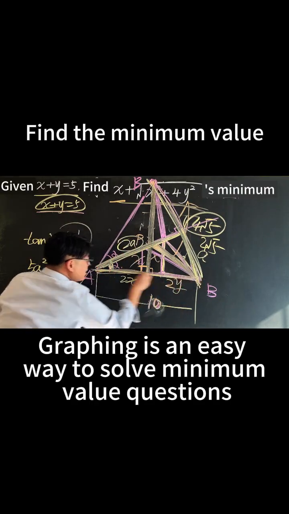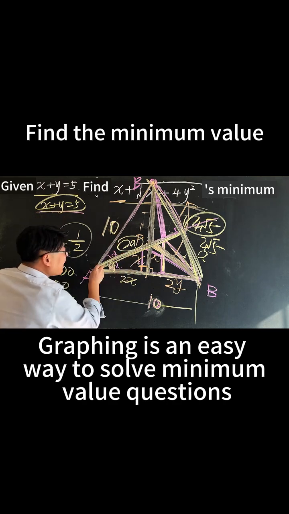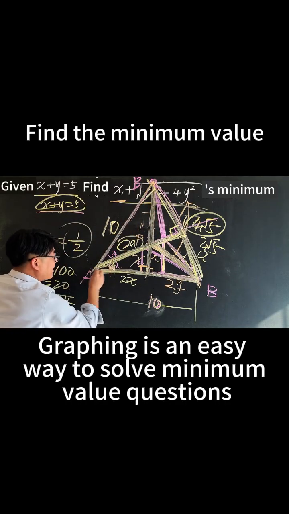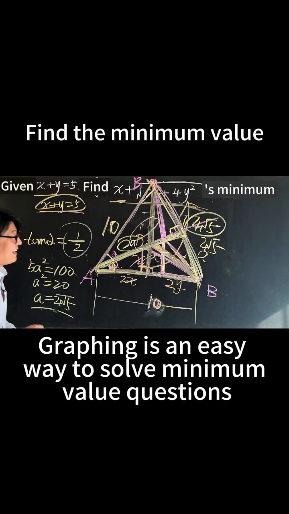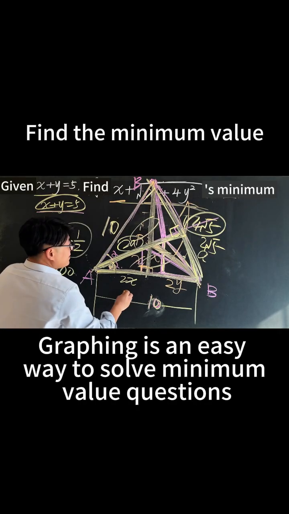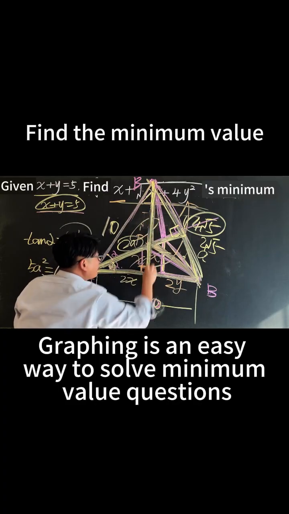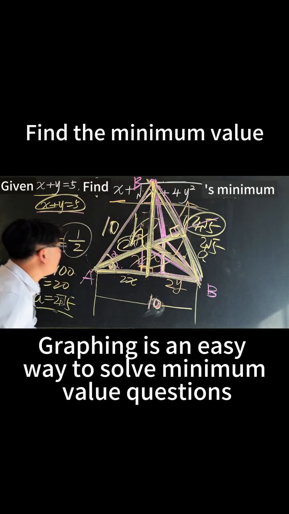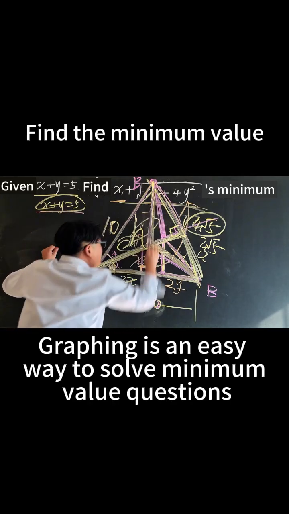If this length is 10, then isn't this also 10? Because that's the case, this is the altitude, and this is an isosceles triangle. This angle is equal to this angle, and these two large triangles are congruent, right? So what we need to find is this height, right? Let's denote the height of this triangle as h, okay? If we use h, then by equating the areas of the triangles, we can solve for this height h.